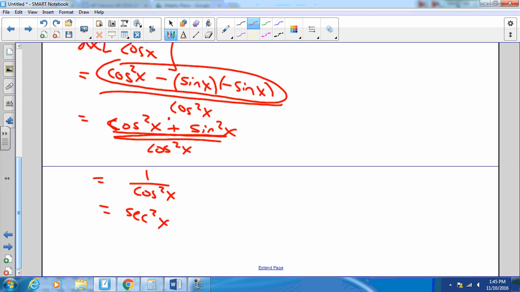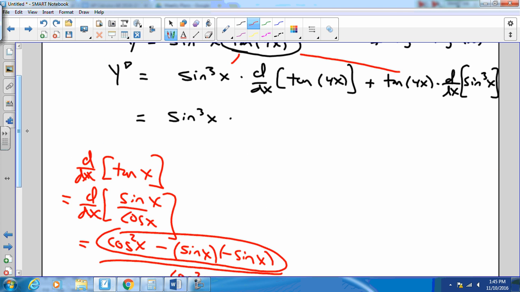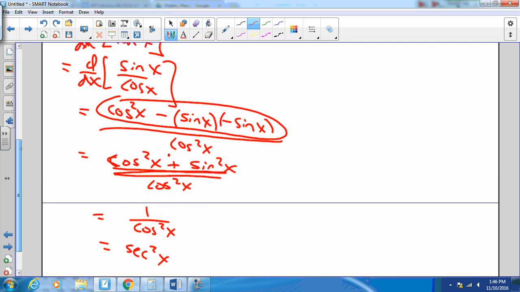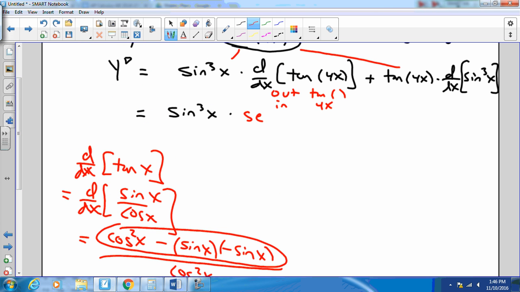Do not rely on memorization if you can derive something, generally speaking. The only exception is if the derivation is like 3 pages. Derivation is much superior to just creating flash cards. All right, so coming back to here, the derivative of tangent 4x: outside is tangent, so we get secant squared x. Or secant squared 4x. Yep, secant squared 4x.